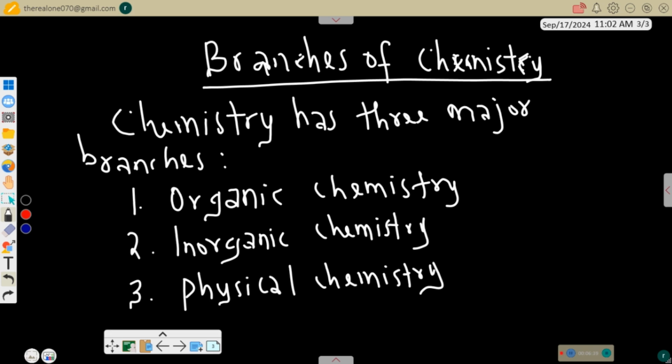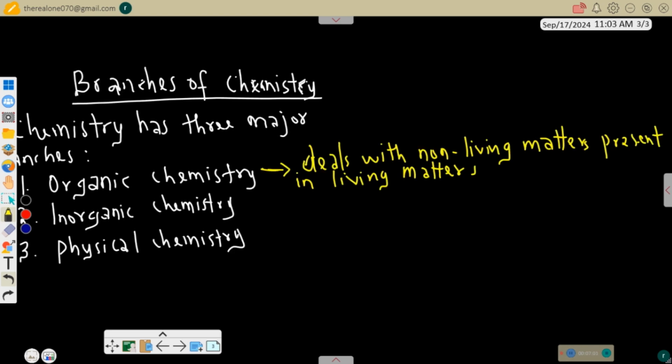So organic, inorganic, and physical chemistry. Now, in a simple way, if you are asked to define organic chemistry, according to the olden days definition, we say that organic chemistry is a branch of chemistry that studies non-living matters that are present in living matters. That is, those things that are non-living, but they are present in living matters, even though this definition is no longer acceptable in the modern days.